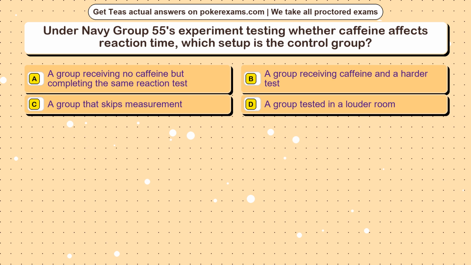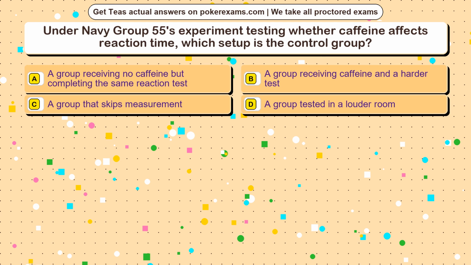Question 20. Under Navy Group 55's experiment testing whether caffeine affects reaction time, which setup is the control group? Option A. A group receiving no caffeine but completing the same reaction test. Option B. A group receiving caffeine and a harder test. Option C. A group that skips measurement. Option D. A group tested in a louder room.